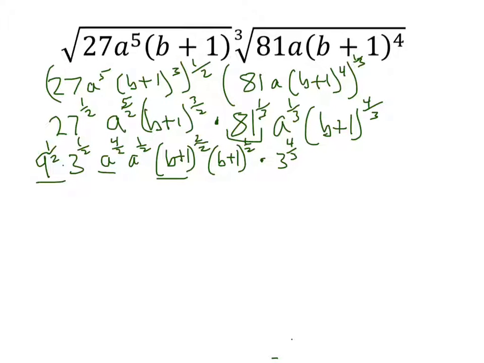That's what we should have done back here. I'm going to come back and clean this up. 27 is 3 to the 3rd, so this is 3 to the 3/2. You can think about that for a moment. That's why this is a challenge problem. And this guy over here is a to the 1/3, and this is b plus 1 to the 4/3. Okay, I'm going to backpedal a little bit.